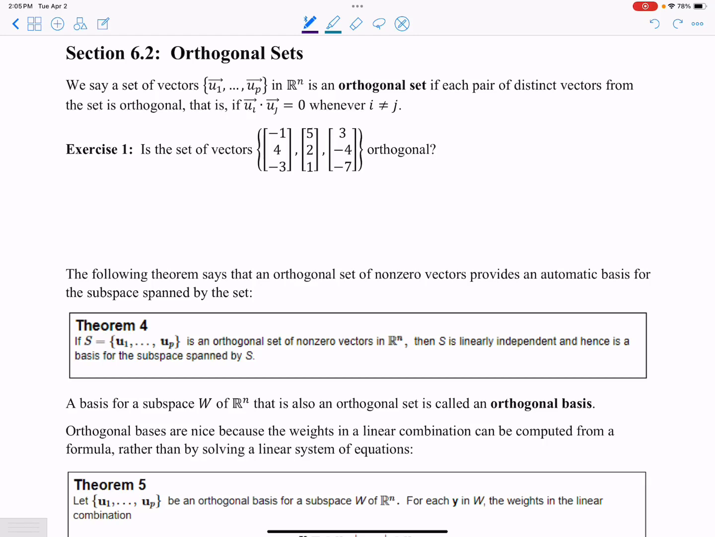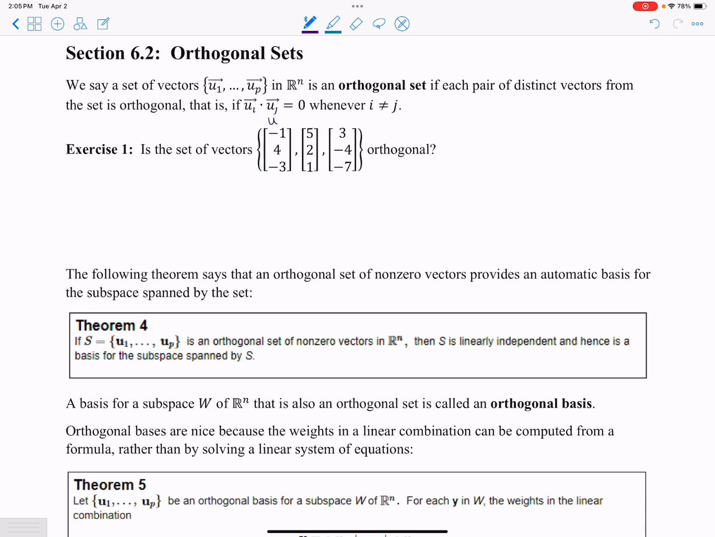In the previous section, we learned about what it means for two vectors to be orthogonal. In this section, we will look at orthogonal sets. A set is orthogonal if each pair is orthogonal to each other. So in this first example, is this set of vectors orthogonal?